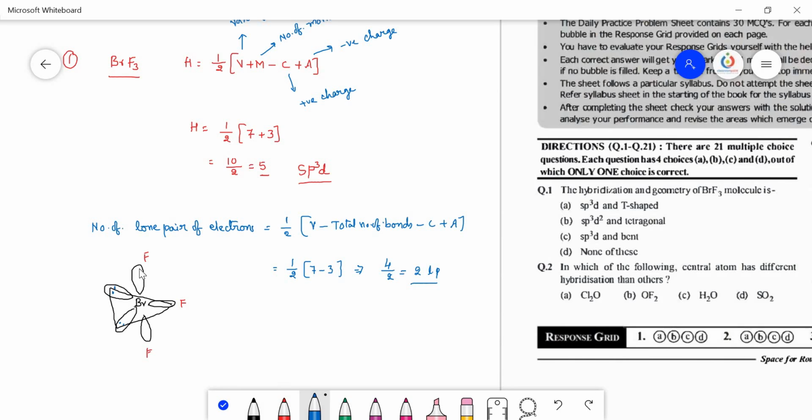So now the shape looks like a T shape. You can write the shape of this molecule like fluorine, fluorine and fluorine. Just rotate this molecule so it looks like this. So the shape of the molecule is T shape and the hybridization is sp3d hybridization. Hence option A is correct.